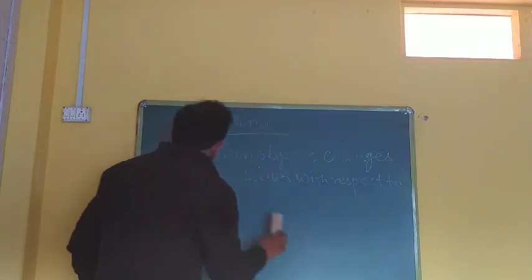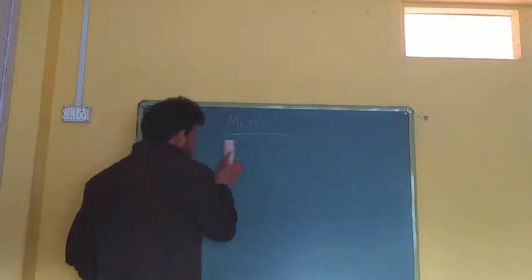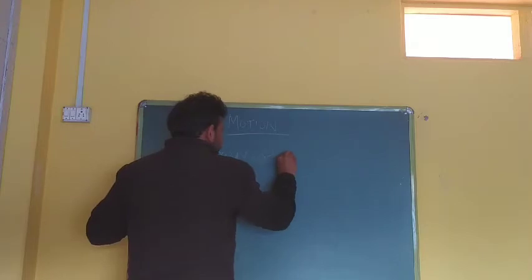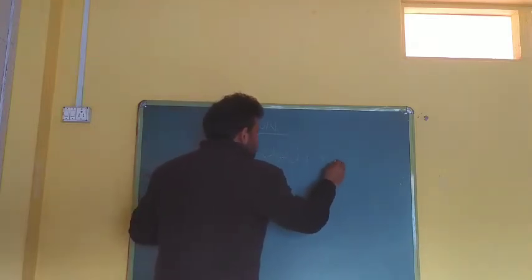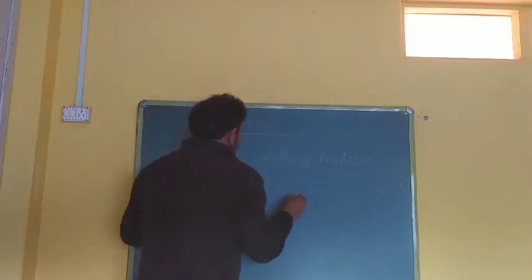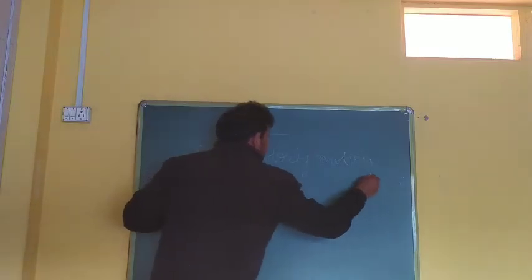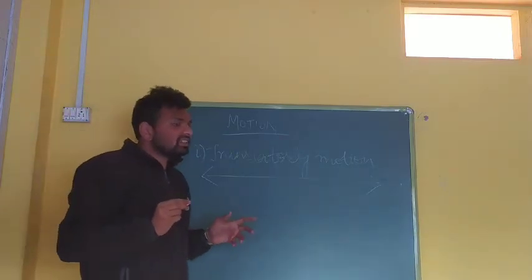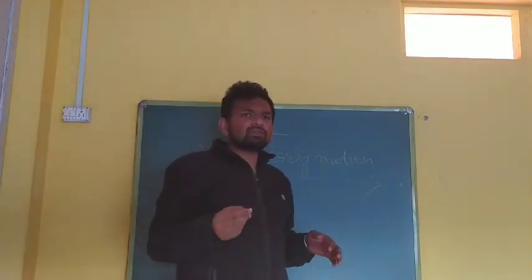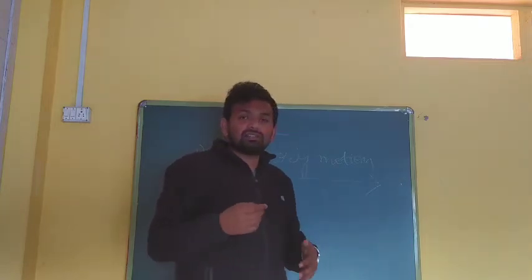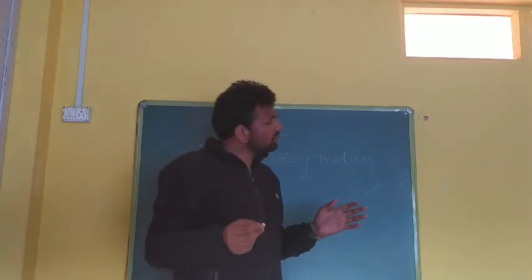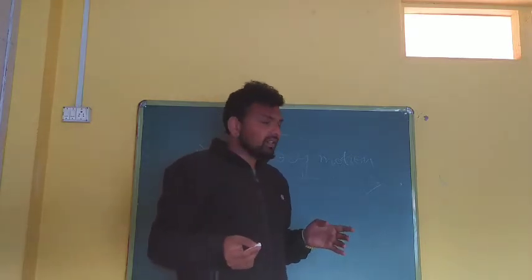The very first, simplest type of motion is translatory motion. Translatory motion means motion in a straight line. Motion in a straight line is called translatory motion. Okay? There are other types also, rotational motion, vibrational motion, there are plenty of other types of motion. So we will discuss each and every type in detail in this chapter.